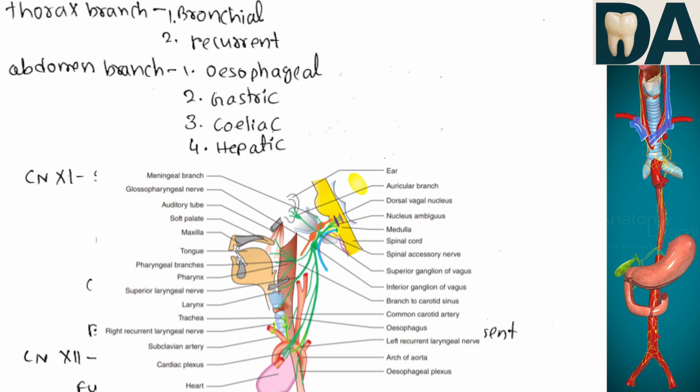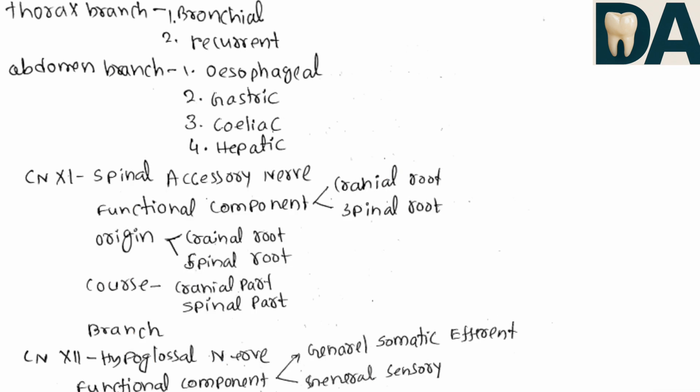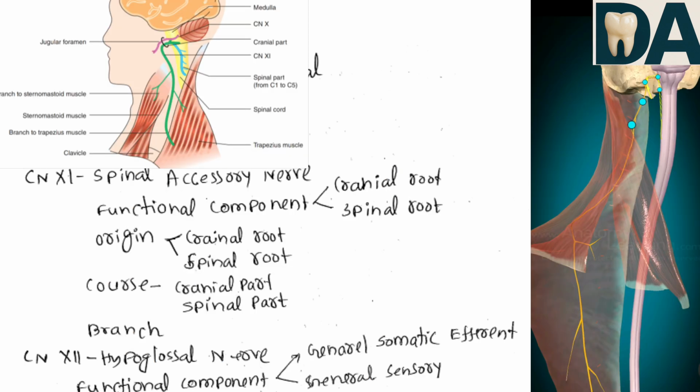Coeliac branches join the coeliac plexus and innervate the pancreas, spleen, kidney, suprarenal bodies and intestine. Fourth, hepatic branches join the hepatic plexus and innervate the liver.